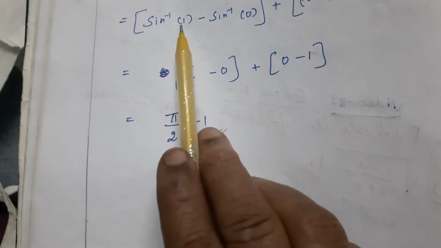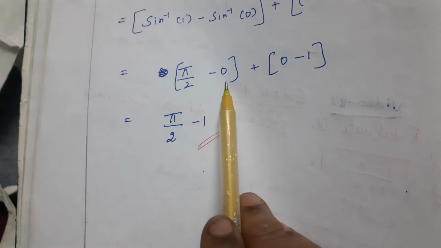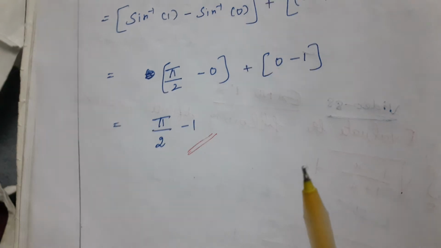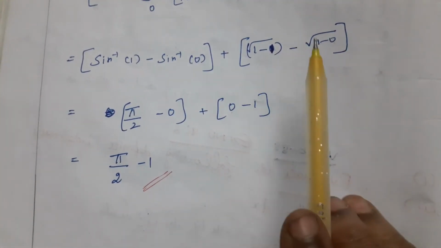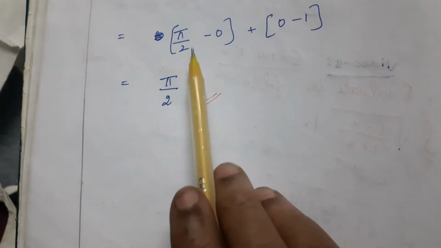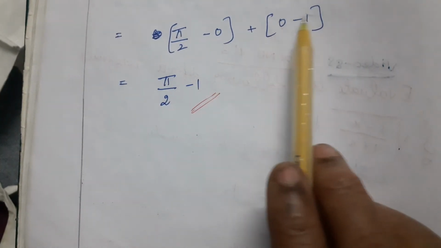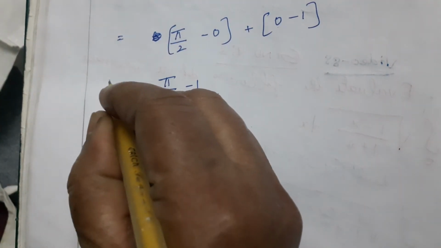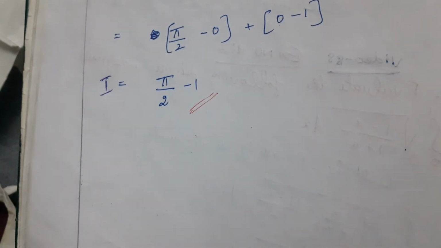Now what happened? Sin inverse of 1. Sin 90 is nothing but 1, so sin inverse of 1 is pi by 2. Sin inverse of 0 is 0. Plus root of 1 minus 1 becomes 0, minus root 1, and root 1 is nothing but 1. Now what is the final answer? Pi by 2 minus 0 is pi by 2, and 0 minus 1 is minus 1. Therefore the given integral I is equal to pi by 2 minus 1.